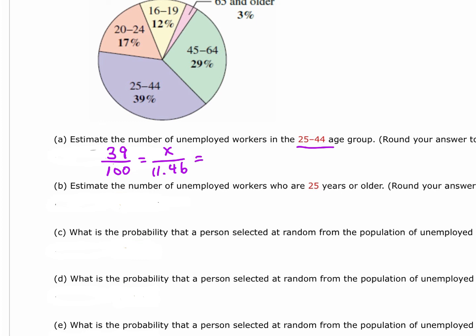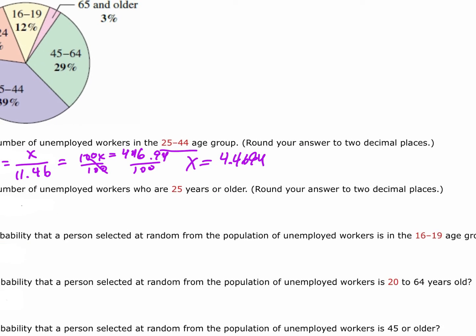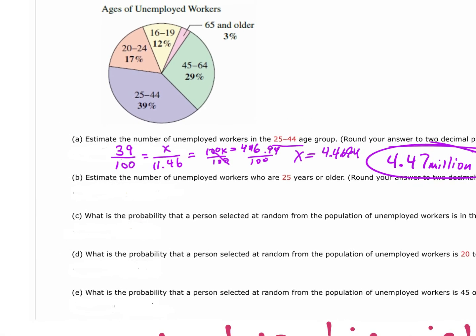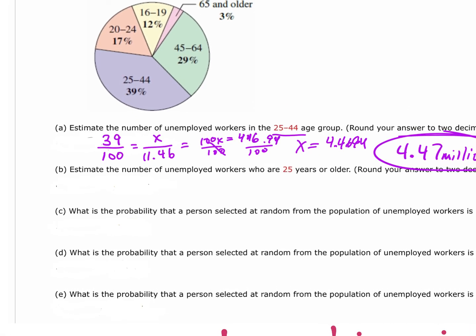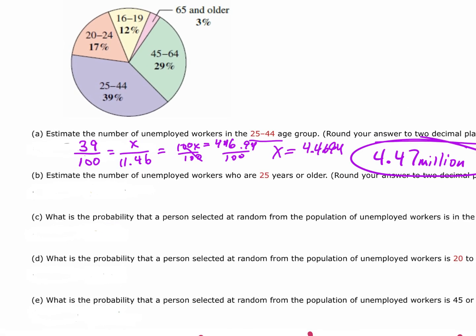We're just going to cross multiply. And when we do that in our calculator, when you cross multiply, you get 100x equals 446.94. Divide both sides by 100, and x is 4.4694. The question says to round to two decimal places, so it's about 4.47 million people.